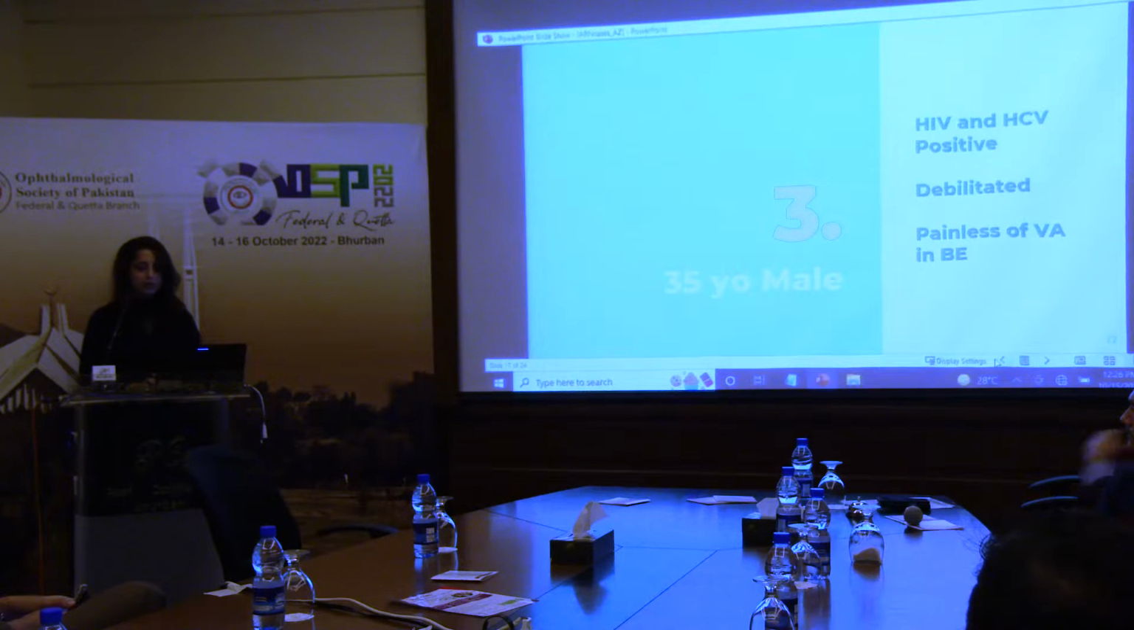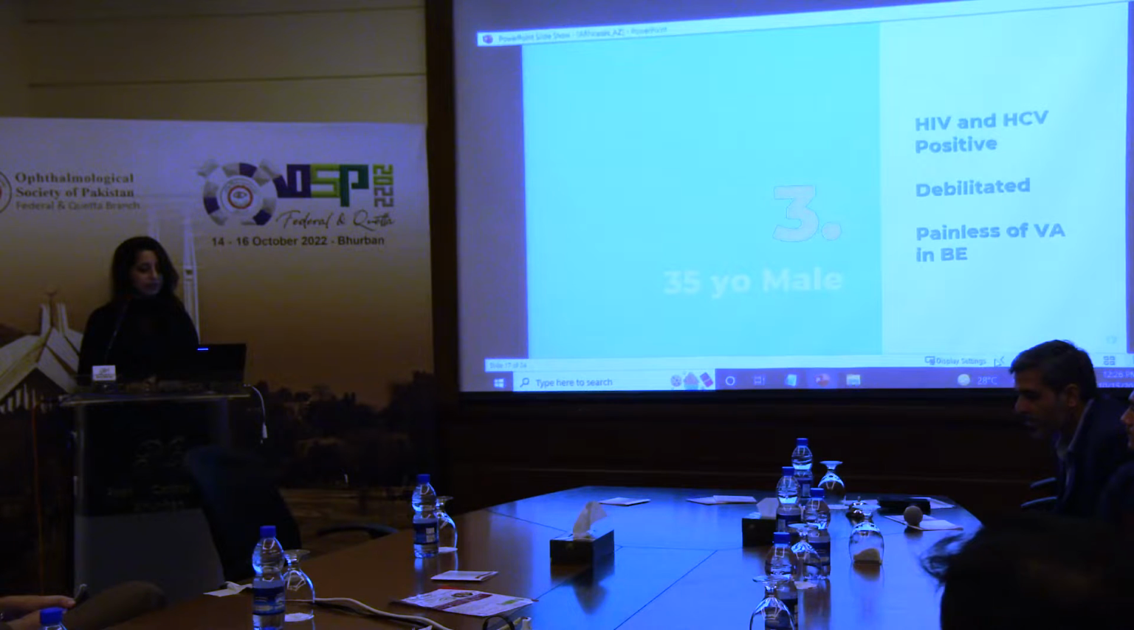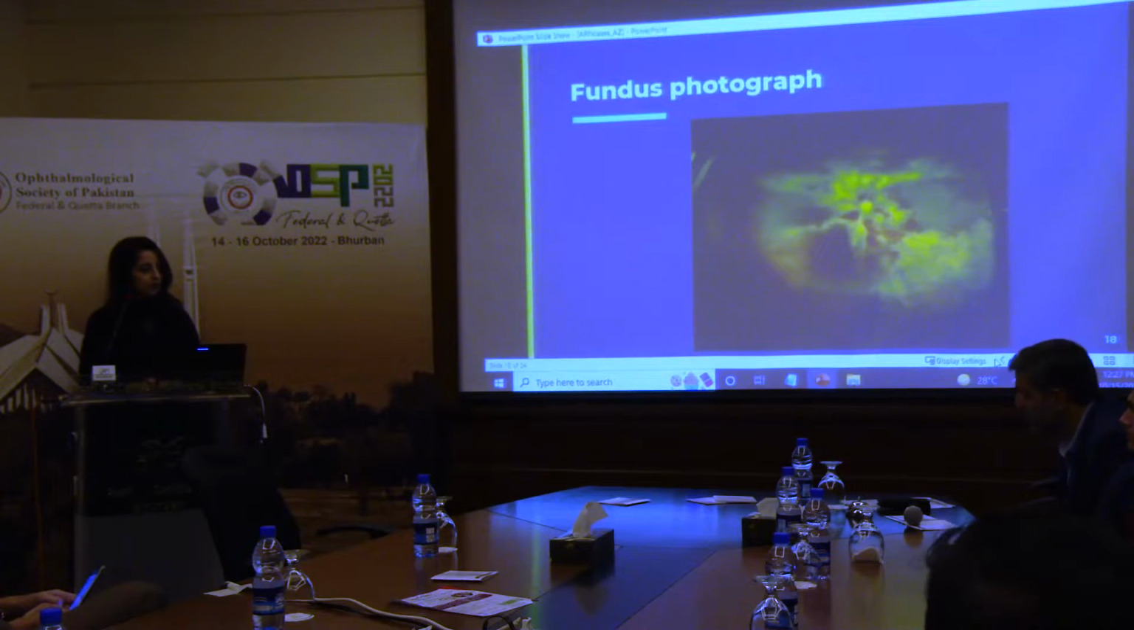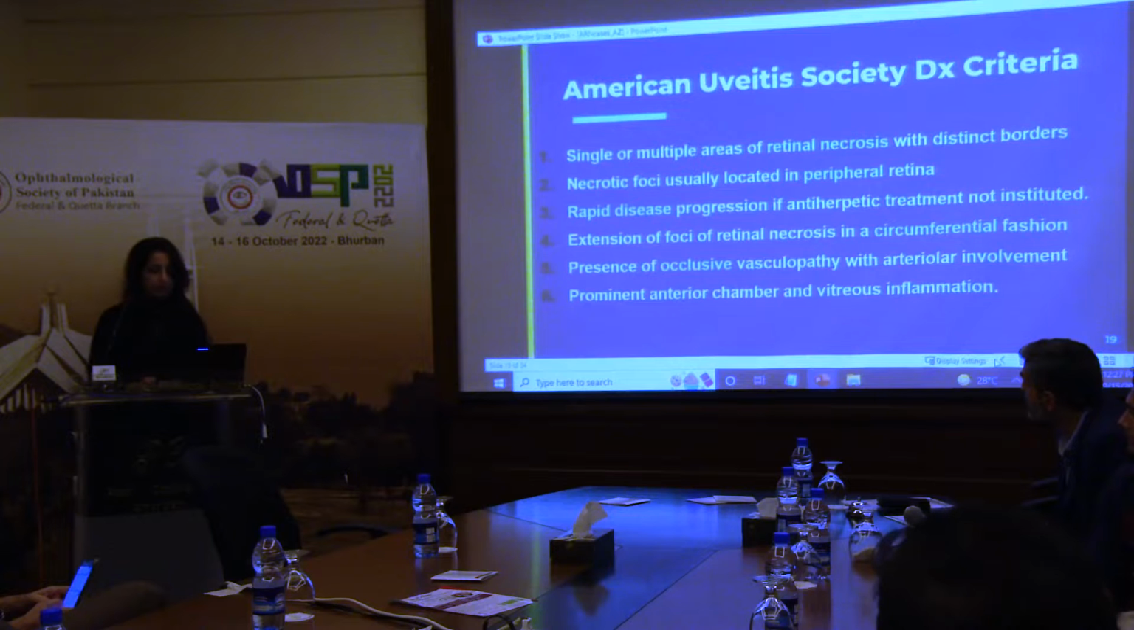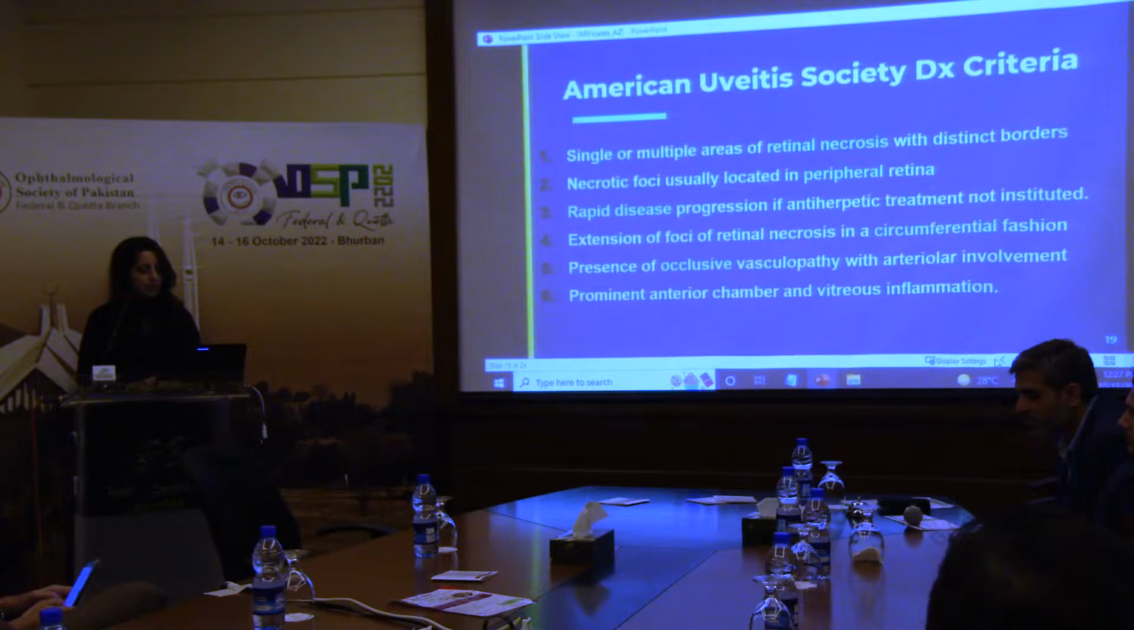Our third patient was a 35-year-old male who was HIV and HCV positive. Unfortunately, the patient was very unwell when he presented to us. He was debilitated, and he presented with painless loss of vision and floaters in both eyes. This was the fundus image of the patient, where he had extensive necrotic areas and hemorrhages involving the posterior pole as well. So I'll come towards the diagnostic criteria of the American Uveitis Society.